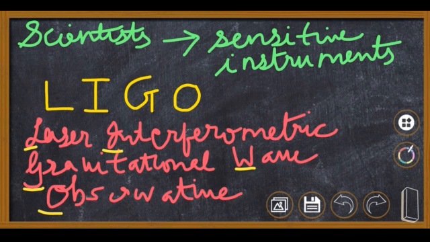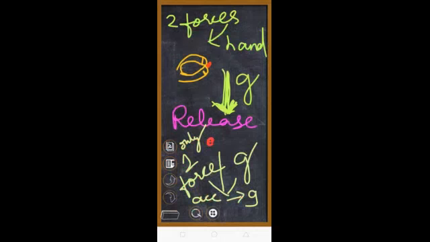The scientists have made sensitive instruments which can detect gravitational waves, and among these one is LIGO. L stands for laser, I stands for interferometric, G stands for gravitational, and O stands for observatory. So this is the full form of LIGO. This is one of the instruments used to detect gravitational waves. And as I told you earlier, after 100 years of Einstein's prediction, the scientists were able to detect these.